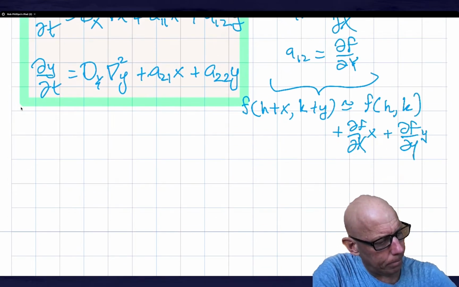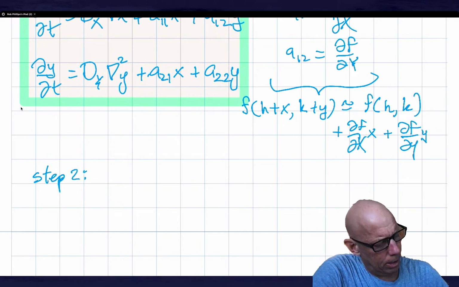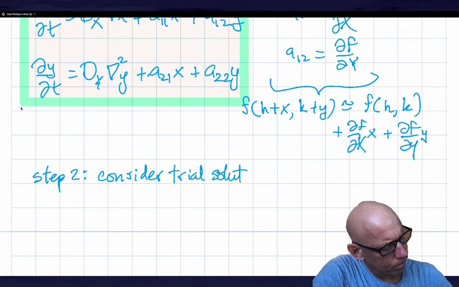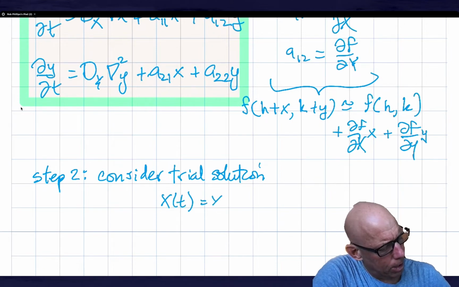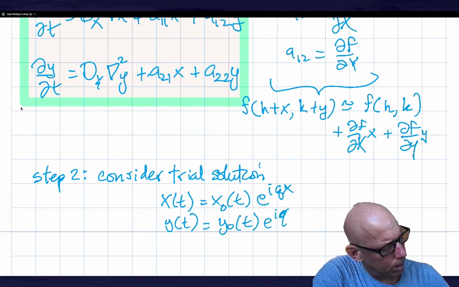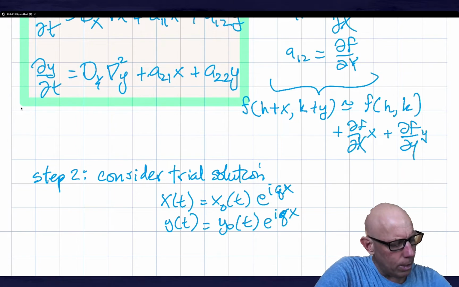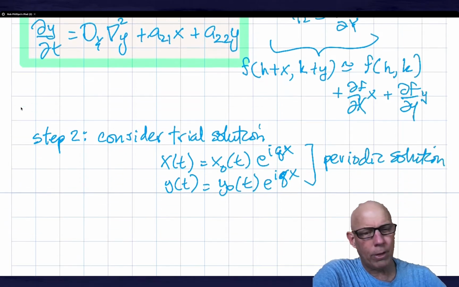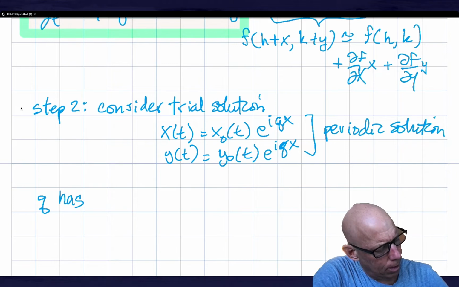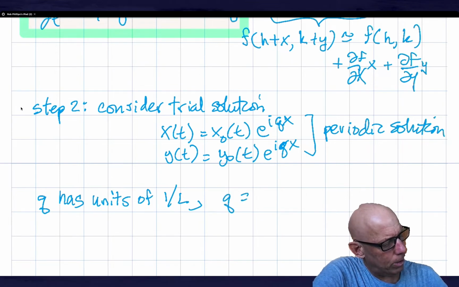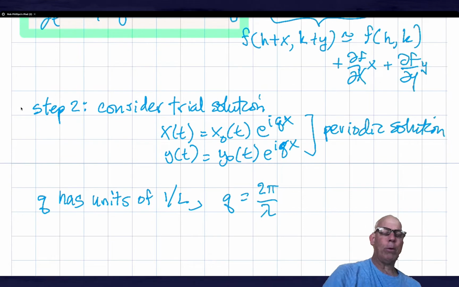So step 2 is that we consider the trial solution x of t is equal to x naught of t, and then e to the i q x, and then y of t is equal to y0 of t e to the i q x. So what is this? This is, once again, a periodic solution. Note that q has units of 1 over length, and to be more pedantic about it, q is defined as 2 pi over the wavelength of the perturbation that we're thinking about.